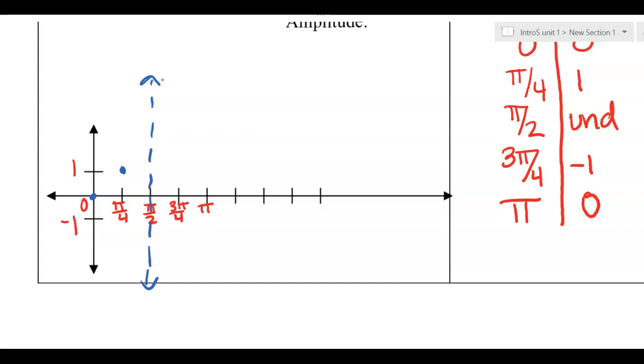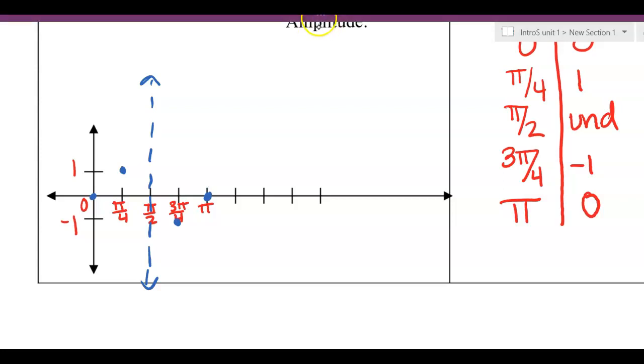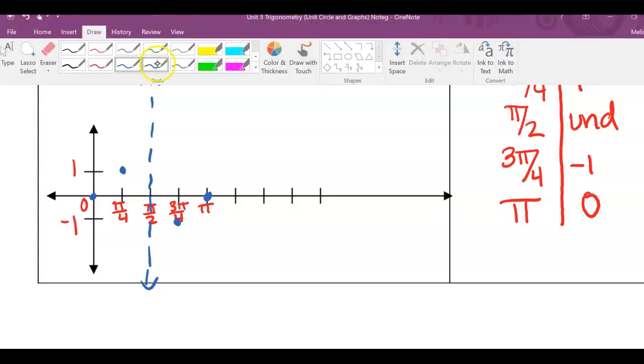Then 3 pi/4 is at -1, and pi is back at 0. I'm going to draw a few more points. This is the parent, but until you guys get used to it, I'm going to draw a couple more points in each direction. I'll draw them in a different color so you guys can tell they weren't part of this chart, but I just want you to be able to see what's happening.